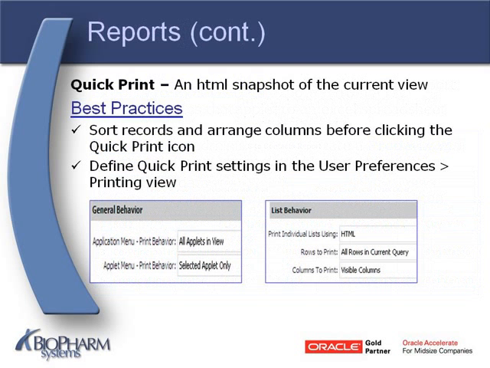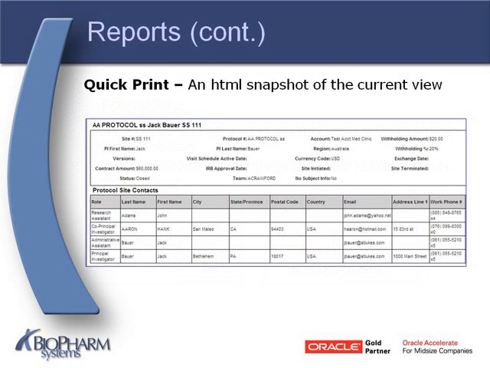Quick prints are HTML snapshots of the current view. Similar to Excel exports, best practice is to sort records and arrange columns before clicking the quick print icon so that only the data you want is displayed. How much of a view displays in Quick Print is defined within the User Preferences, Printing View, General Behavior section for each user. The recommended preferred settings are displayed in the slide. Here is a partial example of a Quick Print report for a site contacts view.